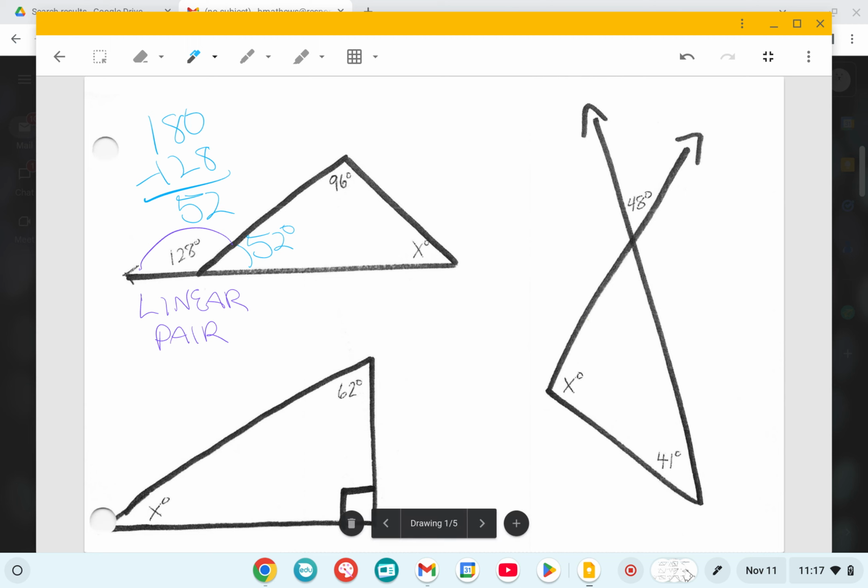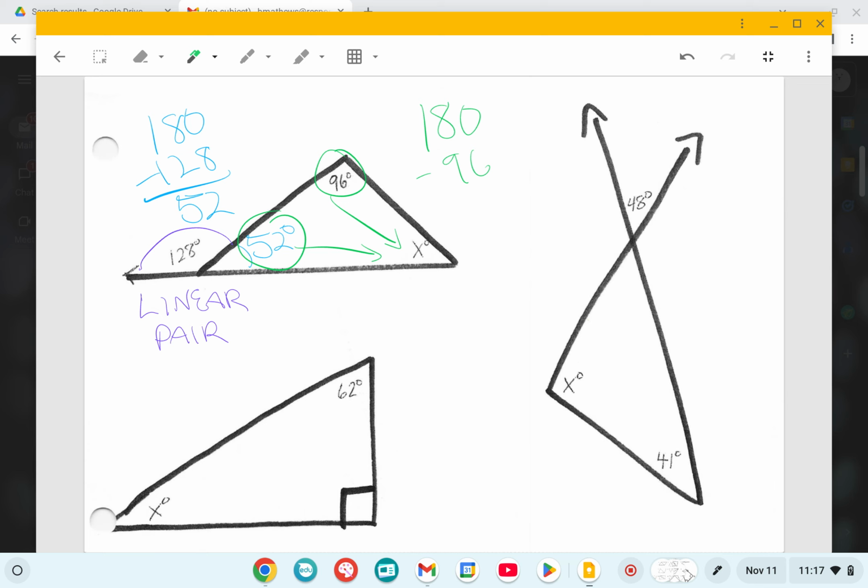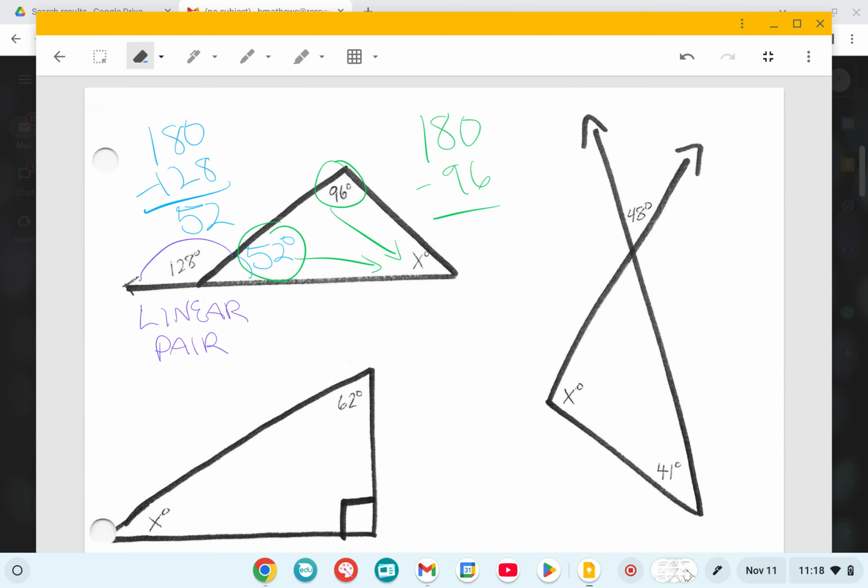And then I'll use a different color, I can use these 2 angles together to find the value for x by doing 180 minus 96 minus 52. And you get 32.